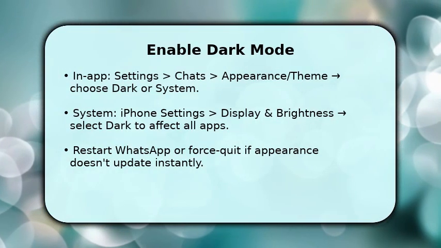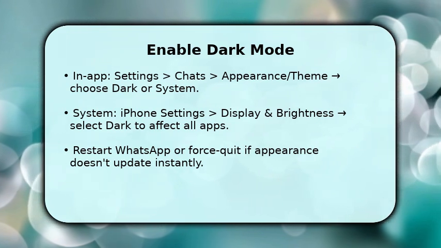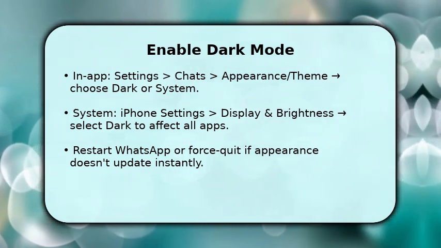Now enable the dark option. If WhatsApp shows appearance, pick dark for the app only or system to follow your phone. That's useful when you want automatic switching.